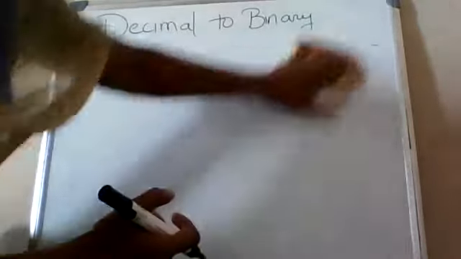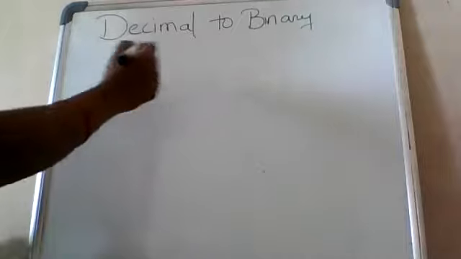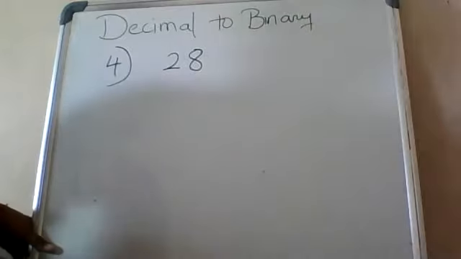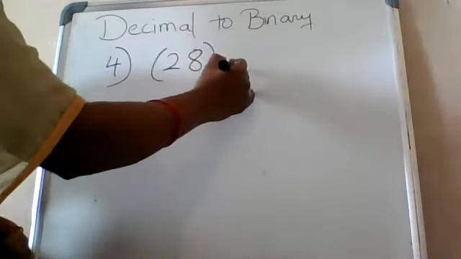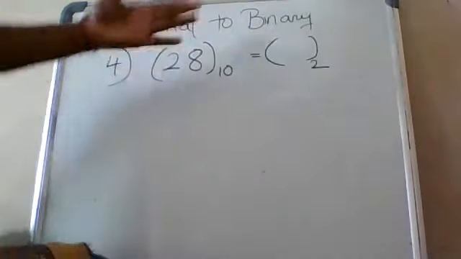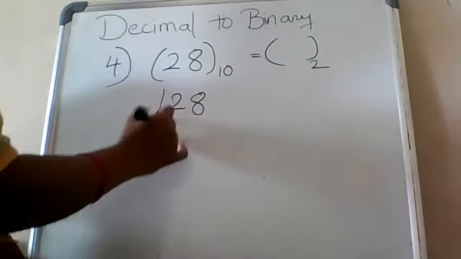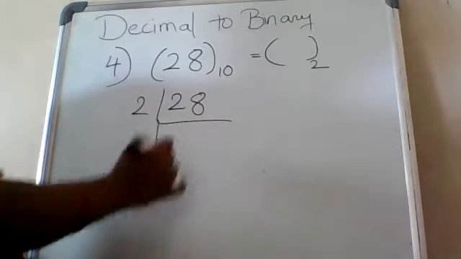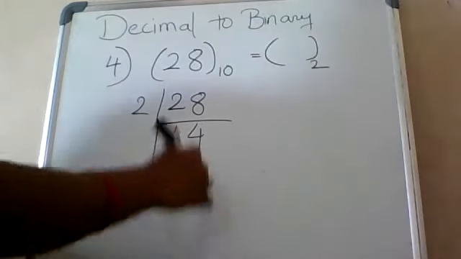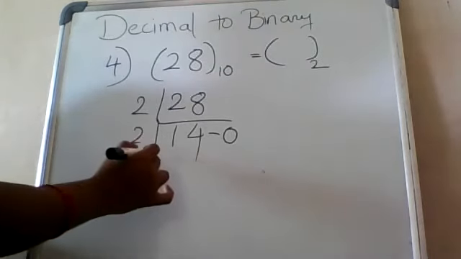Three examples completed. Fourth example, 28, base 10 converted to base 2. Decimal to binary. 28, divide by 2. 2 14s are 28. What is the remainder? 0. Remainder is 0. Again divide by 2.